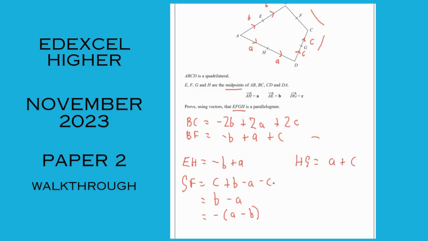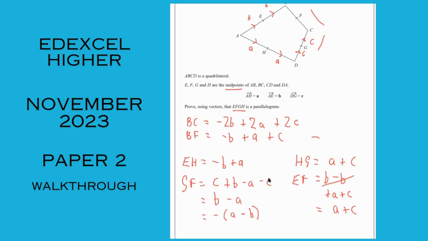So now let's do E to F, the line which is supposedly parallel. So E to F is going to be E to D, which is B, and B to F. So we take away B, add A, add C. The B's cancel. And presto.